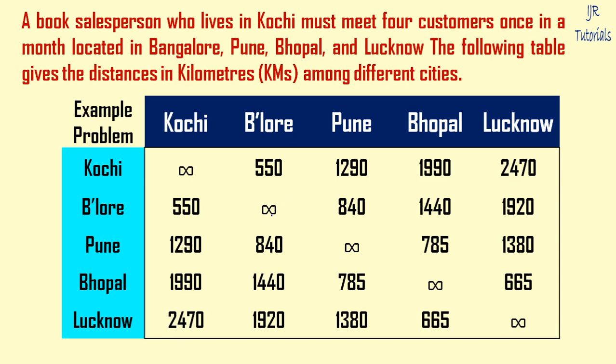Bangalore to Bangalore restriction. Pune to Pune restriction. Bhopal to Bhopal restriction. And Lucknow to Lucknow restriction. So this is observed as a restriction problem also. Let us see how to solve this problem. For any assignment problem, we have to use the Hungarian method only. That is one of the most accurate methods of the assignment problem.